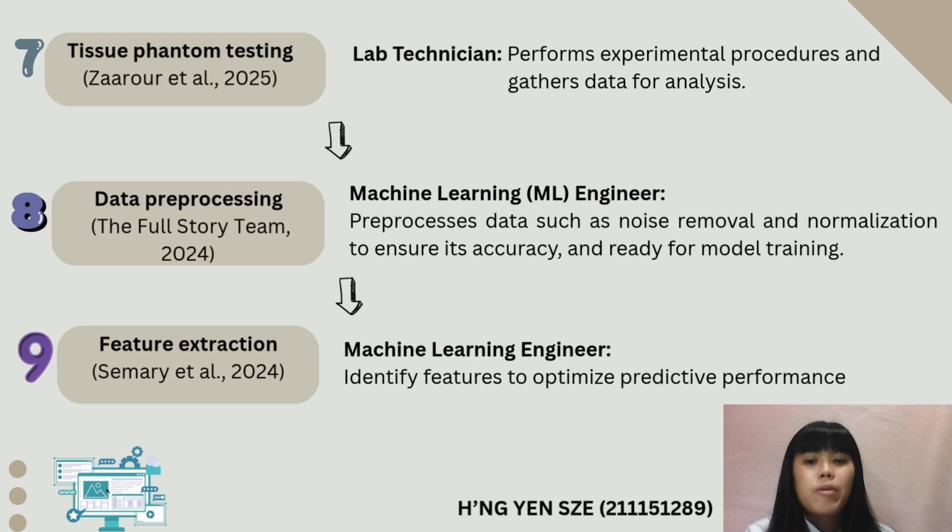Next is data pre-processing. This task falls under the responsibility of the machine learning engineer. He or she will pre-process the data, such as noise removal and normalization, to ensure accuracy and readiness for model training. Next is feature extraction, which is undertaken by machine learning engineers. He or she will identify the features to optimize the predictive performance.